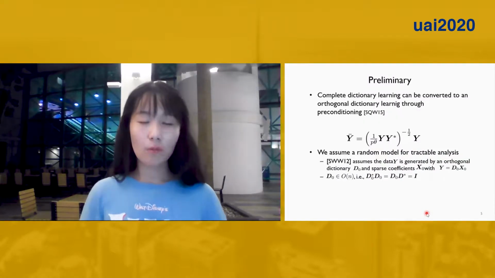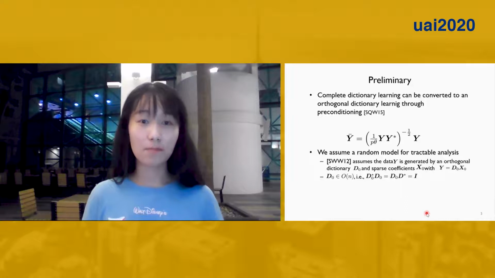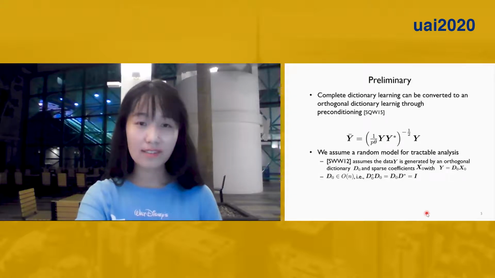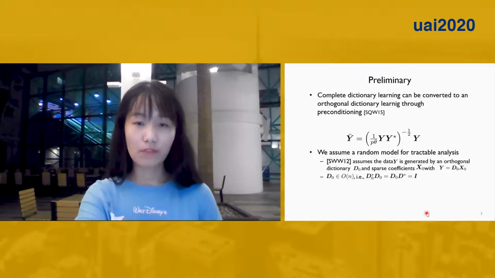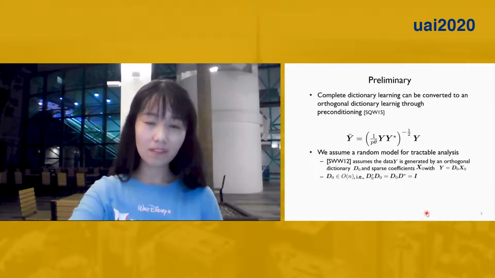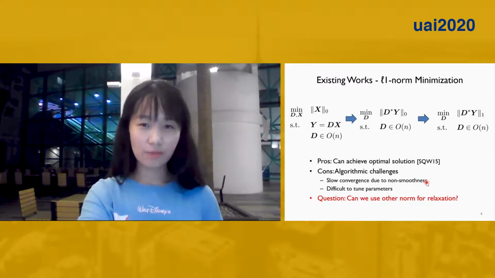So before we start, we would like to have some preliminaries. In this work, we are focusing on complete dictionary learning. Here, complete means that the dictionary D is assumed to be invertible. And by the results in this paper, we know that any complete dictionary learning problem can be converted into an orthogonal dictionary learning problem. So in this work, we assume that the data is generated by an orthogonal dictionary D naught and sparse coefficient X naught. And under this assumption, we can multiply D at both sides of this equality to obtain this formulation.